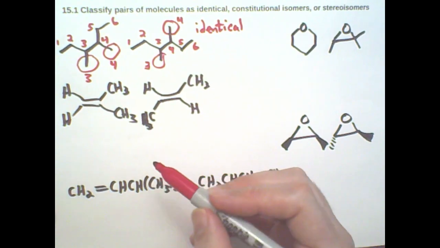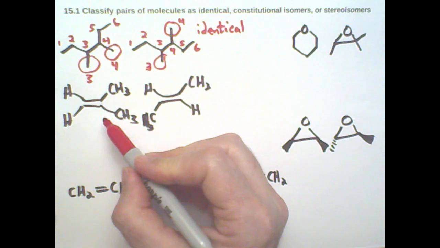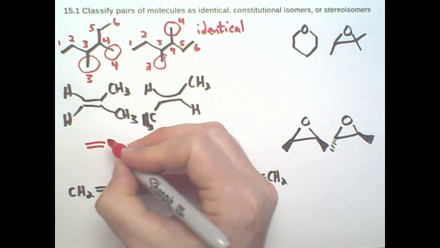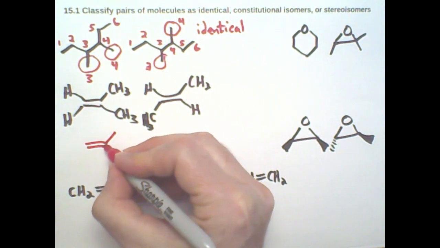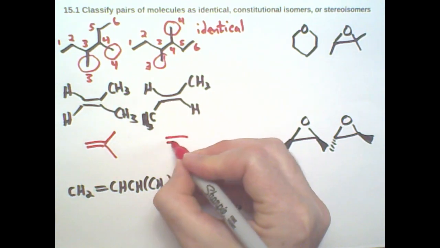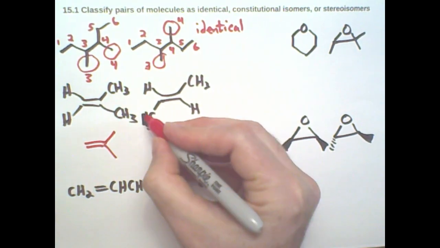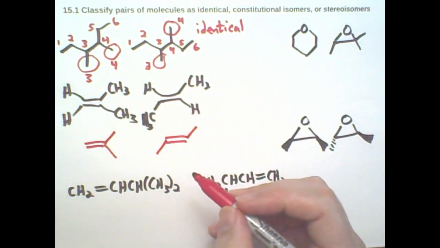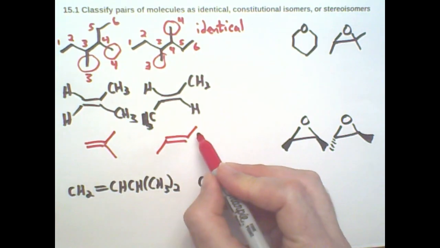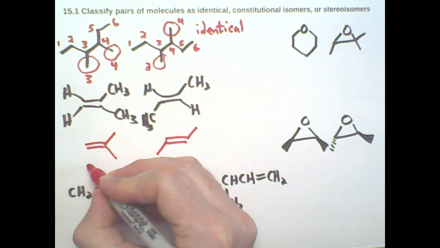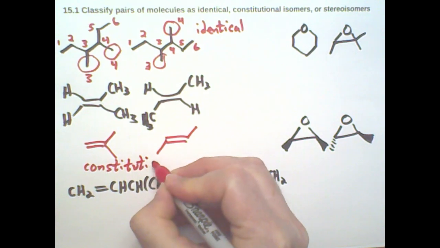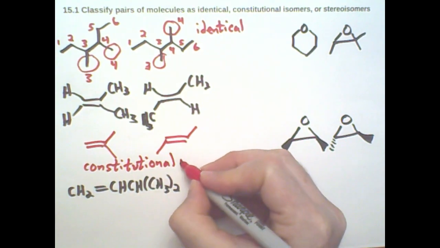This next one, I'm going to convert things to line angle or skeletal structures. So I've got my double bond and 2 methyl groups there. Here I've got a double bond, a methyl group down to the left, methyl group up to the right. So these two both have 4 carbons and 2 double bonds. They are constitutional isomers.